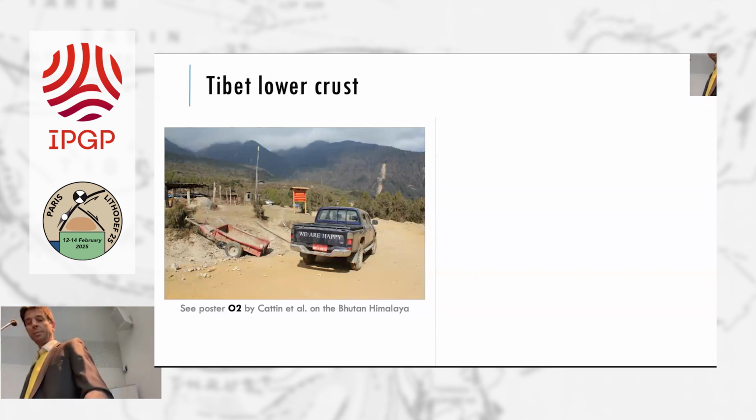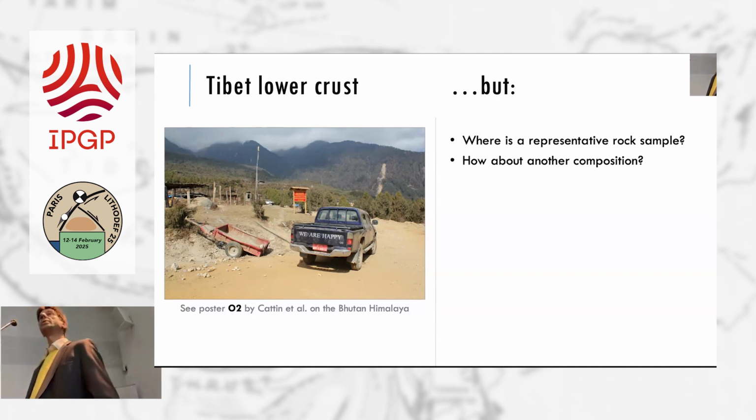So it's all nice, but people usually then ask questions. Where is your representative rock sample to do this kind of lower crustal model? Well, we don't have such a sample because it's so deep in the crust and we don't have an outcrop of it, so we cannot assume really other compositions. We could simulate other things, but we thought that having just the average lower crust is just fine enough.